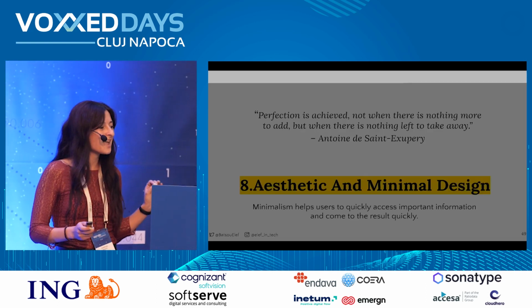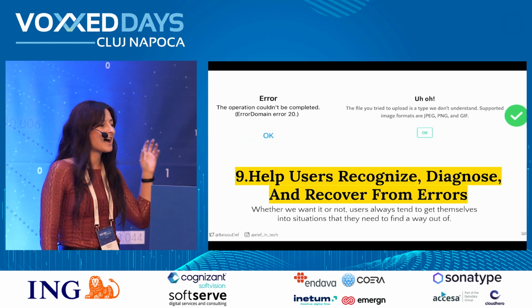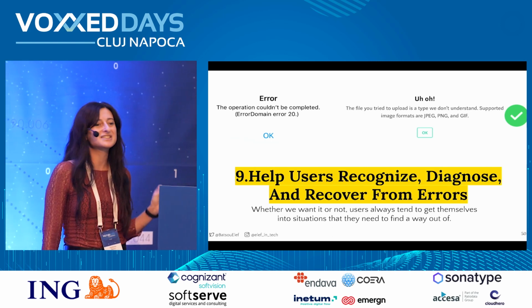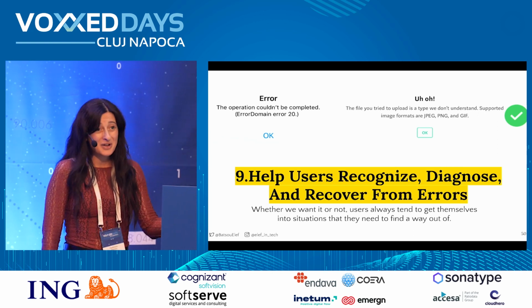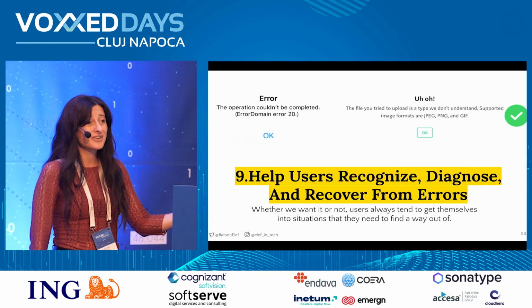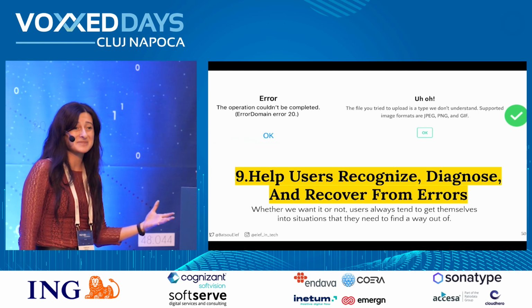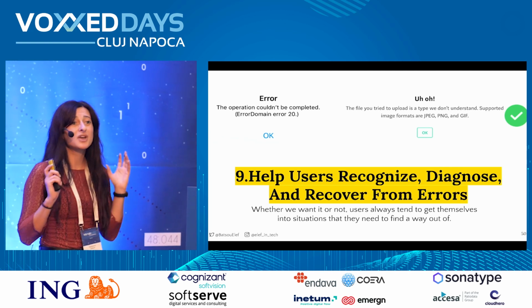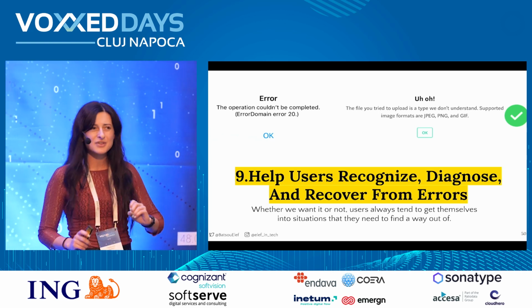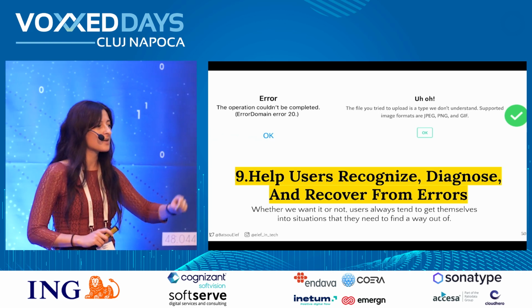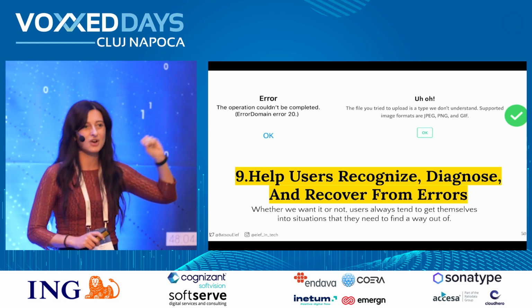results. Okay, ninth tip: help users recognize, diagnose, and recover from errors. We talked about that a bit. Either we want it or not, our users will make some mistakes, will make some errors. We covered some ways on how we can fix those issues, but some other things that we can do is to help them recognize, diagnose, and recover from errors.